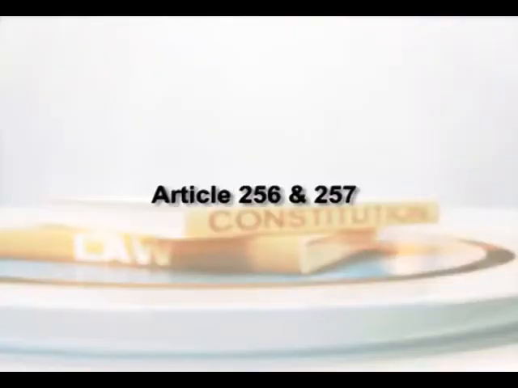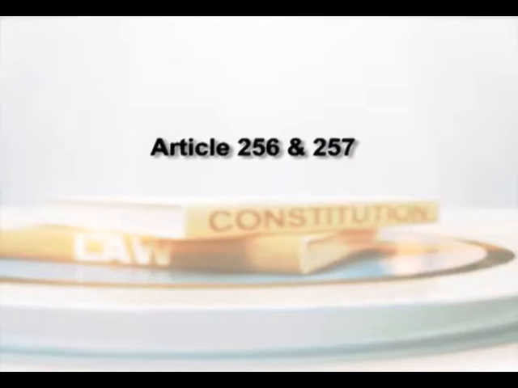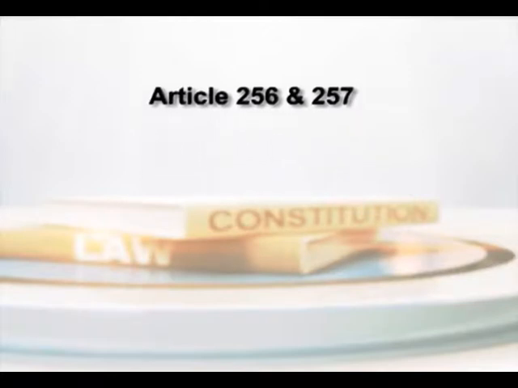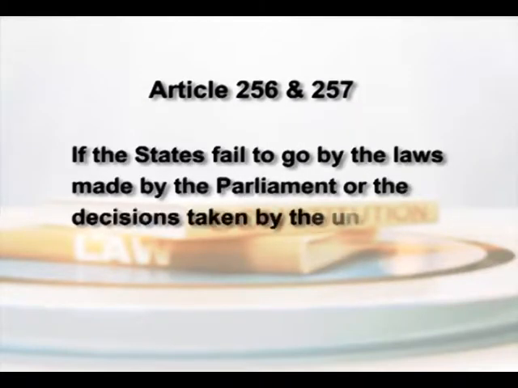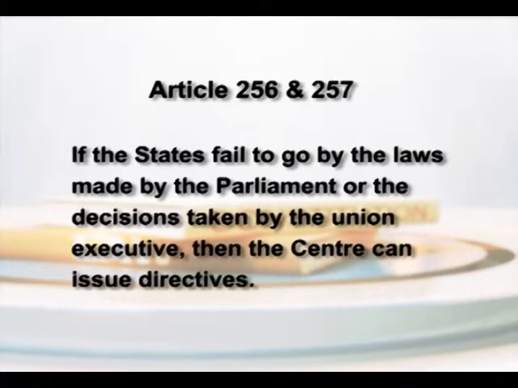If there is any sort of deviation, then in both cases, the centre can issue directives. In Article 256 and Article 257, if the states fail to go by the decision of the centre, that is, laws made by the parliament or the decision taken by the union executive, then the centre can issue a directive.